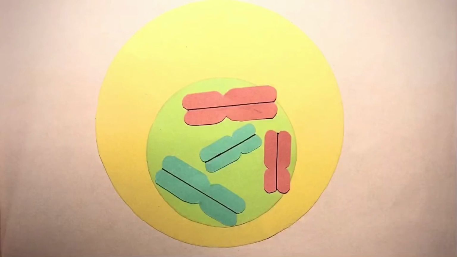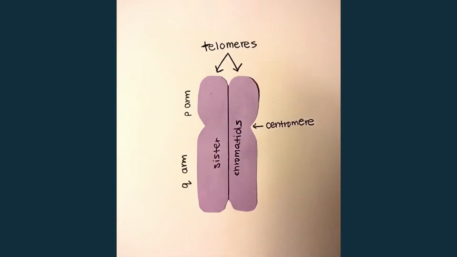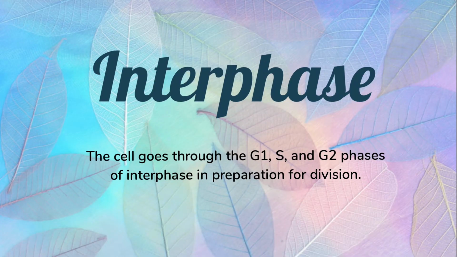Meiosis is a type of cell division where a diploid cell divides to form 4 haploid daughter cells. The purpose of meiosis is to produce gametes.